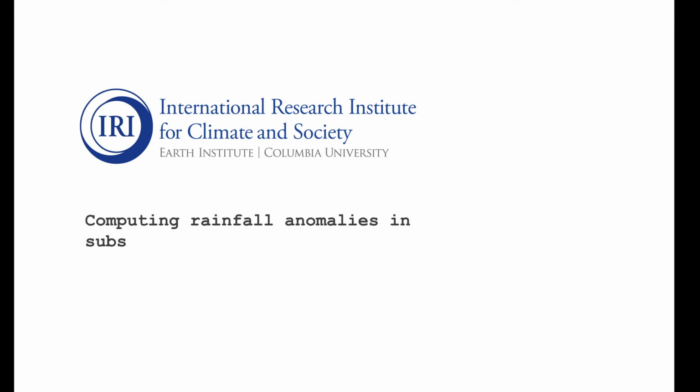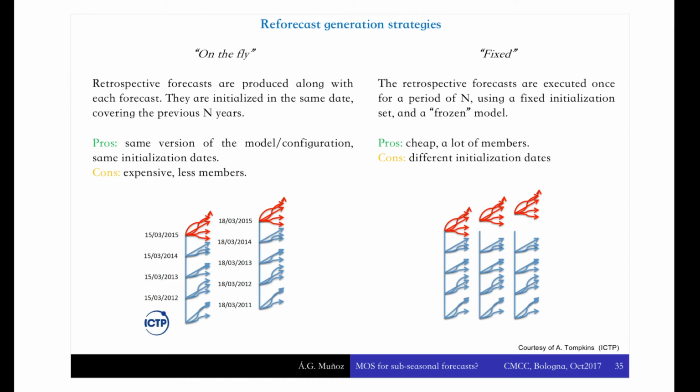My name is Angel Munoz, and I'm with the IRI, part of the Earth Institute at Columbia University. In this video, I will explain how to compute anomalies for subseasonal to seasonal data available in the IRI Data Library. There are two types of reforecasts in the International Subseasonal to Seasonal, or S2S, database.